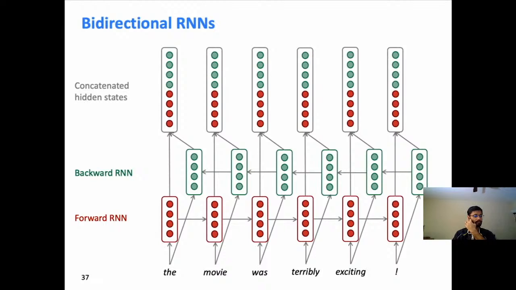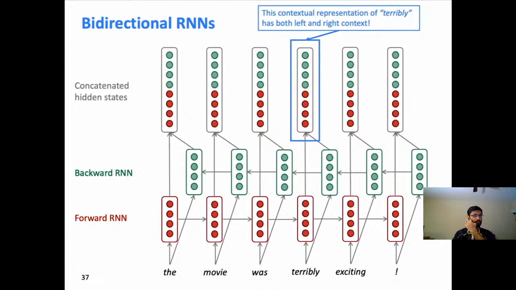In particular, if we now think about this contextual representation of the word "terribly" in the context, this vector has information from both the left and the right, right? Because you had the forwards and the backwards RNNs that respectively had information from both left and right. So the idea is that these concatenated hidden states can be regarded as the output of the bidirectional RNN. If you're going to use these hidden states for any kind of further computation, then it's these concatenated hidden states that you're going to be passing on to the next part of the network.